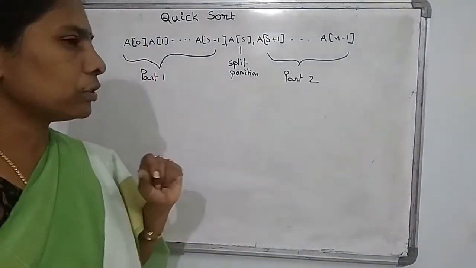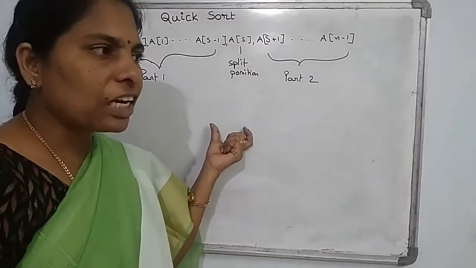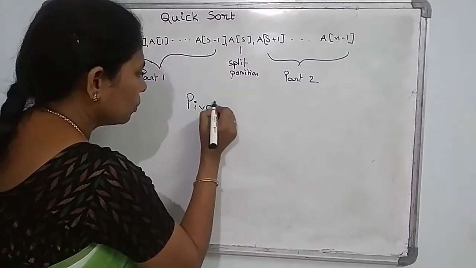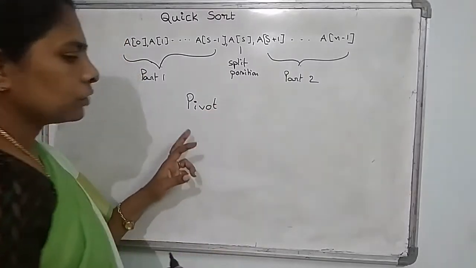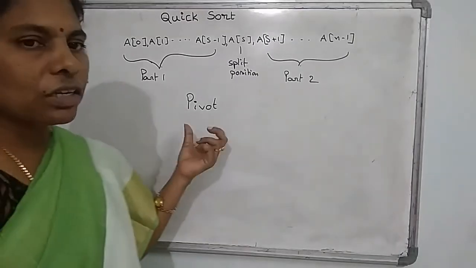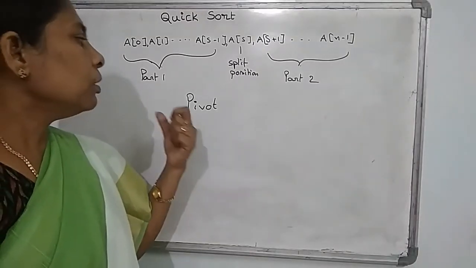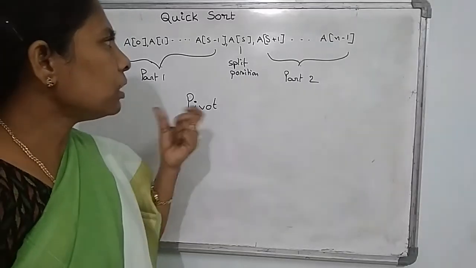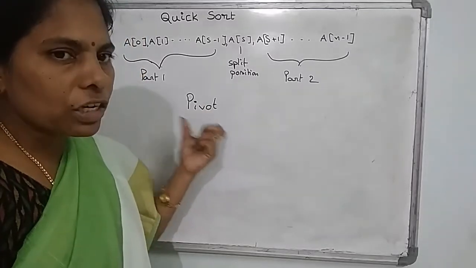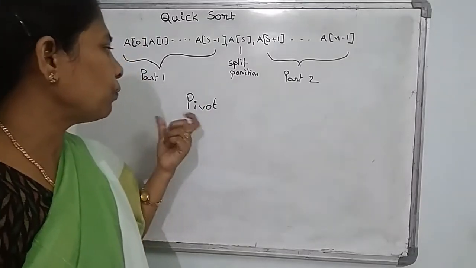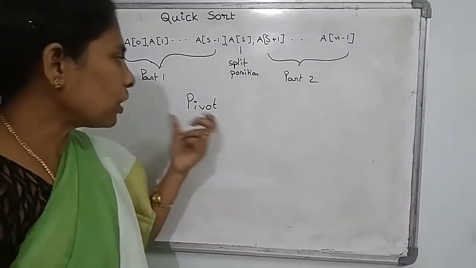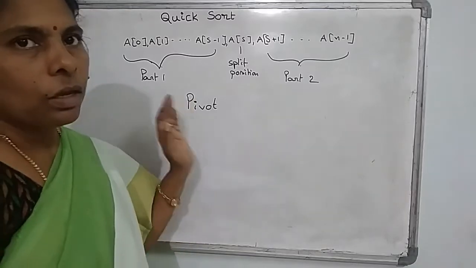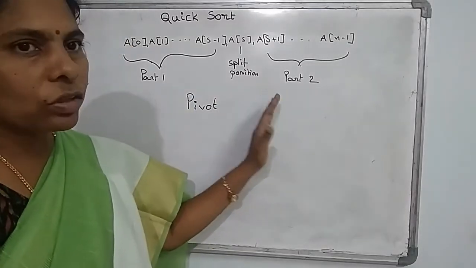So how to find this position? The split position is identified by the pivot element. There are different techniques for choosing the pivot element. Here we use the first element of the array, and that first element is called the pivot element. After taking the pivot element, compare the remaining array elements. To compare these elements, we use two techniques.